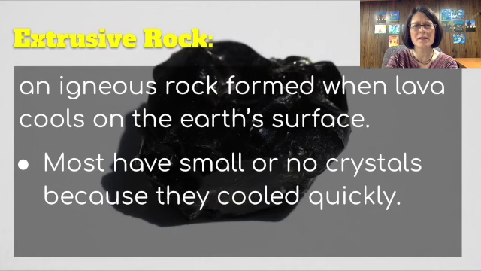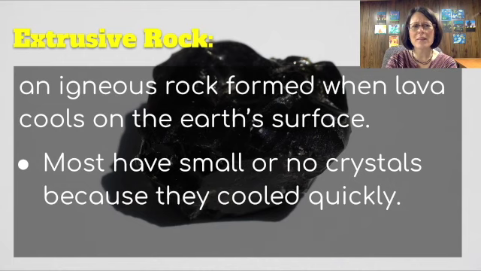Extrusive rock is an igneous rock formed when lava cools on the Earth's surface. And most have small or no crystals because they cooled quickly. So to keep them straight, intrusive, interior, think. Extrusive, exterior. Okay, to keep those two words separate.